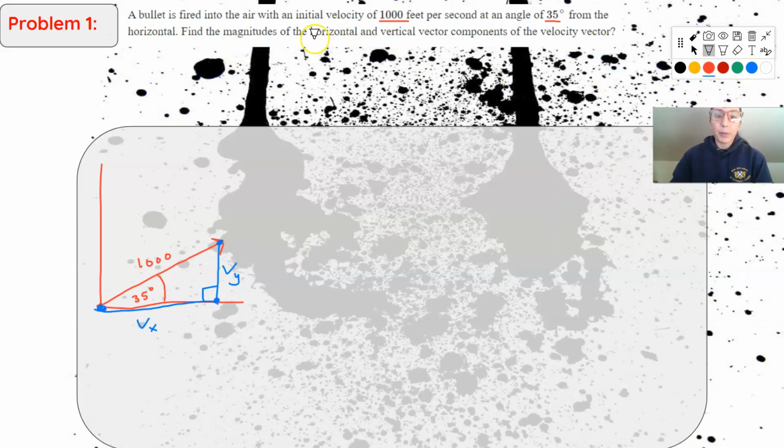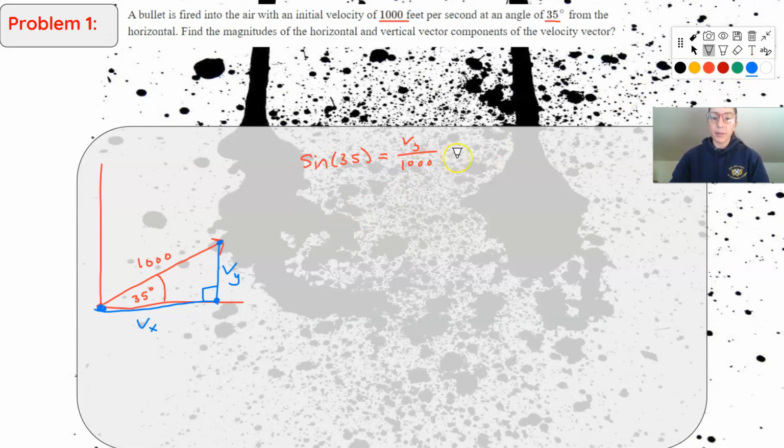So what we want to find is the horizontal and vertical vector components. We want to find the magnitudes of that, which basically is just asking, hey, what's the length of this blue line and what's the length of this blue line? We have a right triangle, we have a degree, we know one side, so let's use some trigonometry. So to find v sub y, here's my angle. V sub y is opposite. 1,000 is the hypotenuse. So opposite and hypotenuse, so sine of 35 is going to equal opposite, which is our vertical component, over hypotenuse, which we know.